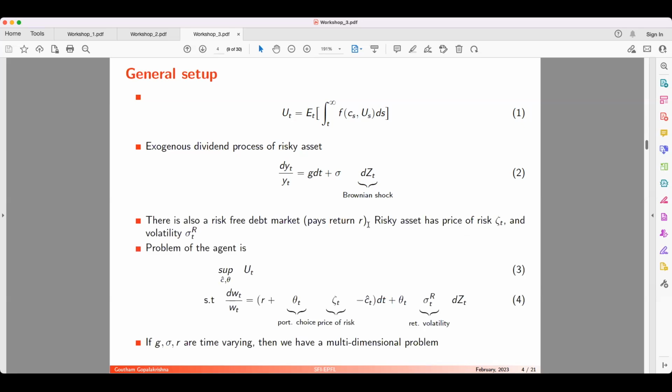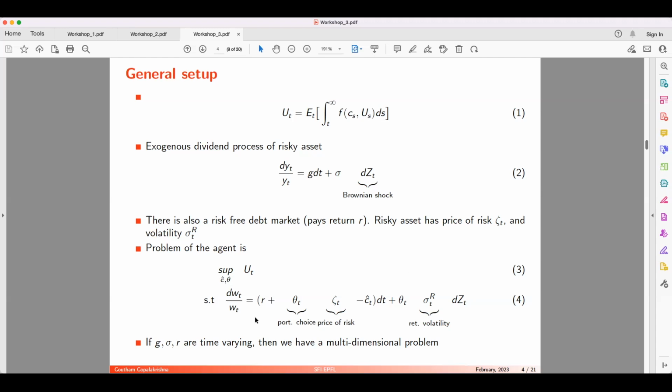All right. There is also a risk-free debt market that pays a return r. The risky asset has a market price of risk, zeta_t, and some volatility. And the problem is very simple. The agent maximizes the lifetime expected utility in order to choose the optimal consumption and portfolio choice theta. Okay?